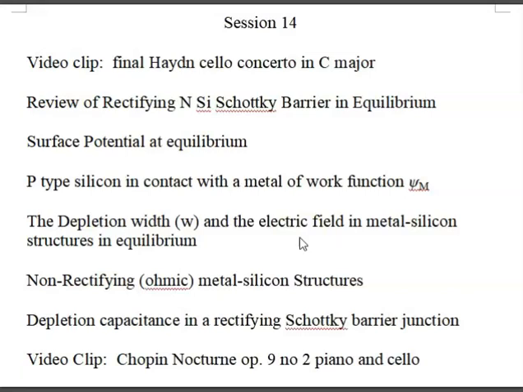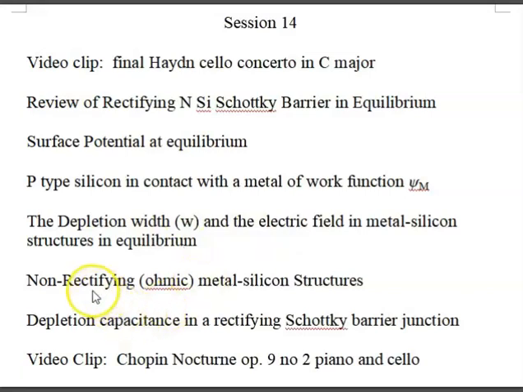There's fixed ions. If it's in N-type silicon, those ions are positive. If it's in P-type silicon, those ions are negative. And if there are fixed charges, there is an electric field. And if there is an electric field, there is band bending. So depletion width, electric field, band bending all go together.